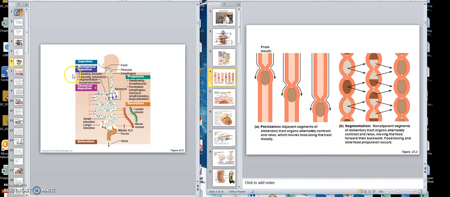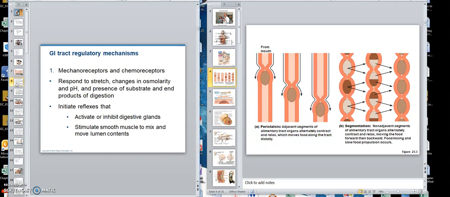Okay, let's go a little further. So how does the intestine know when the food is there? You have mechanoreceptors and you have chemical receptors. The mechanoreceptors respond to stretch. When the food gets to that area, it knows it's there, so it goes ahead and propels it or segments it. Now, the chemoreceptors primarily respond to osmolarity and pH.